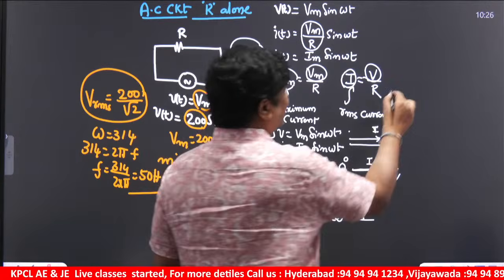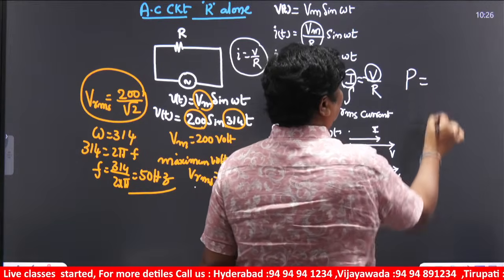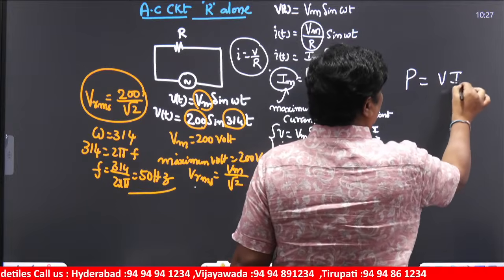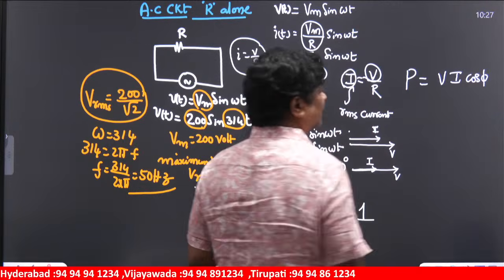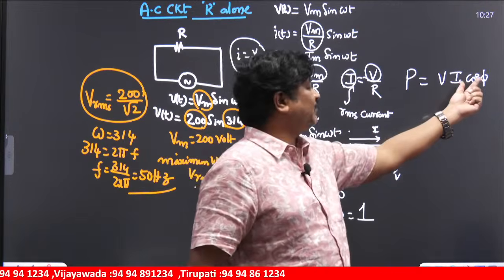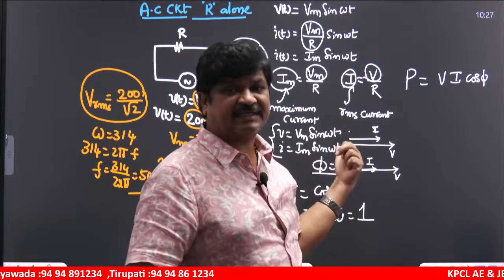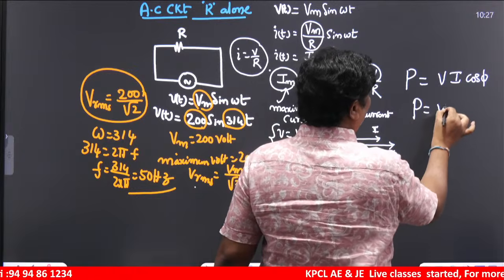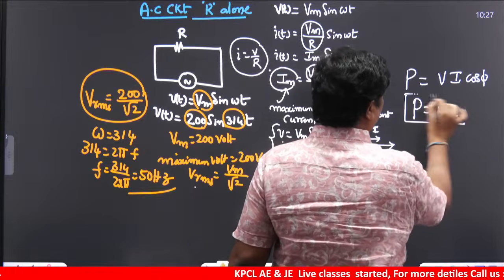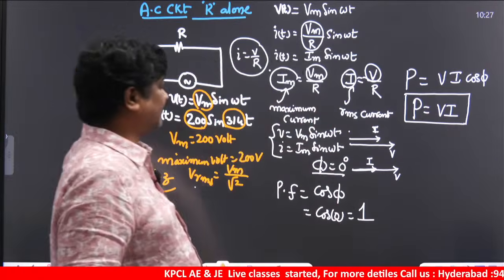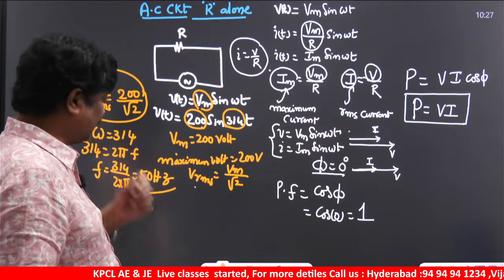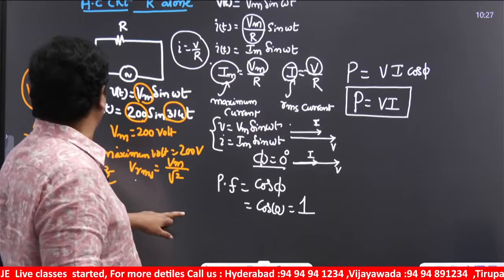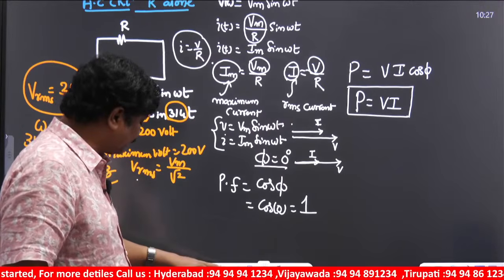Now, what is the power formula in AC circuits? P is equal to VI cos phi. Already I told you just now. What is the cos phi value? In this case, it is 1. So whenever cos phi is 1, power P is equal to VI, only in the case of a pure resistive circuit.